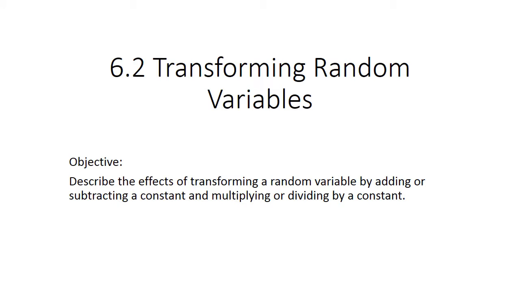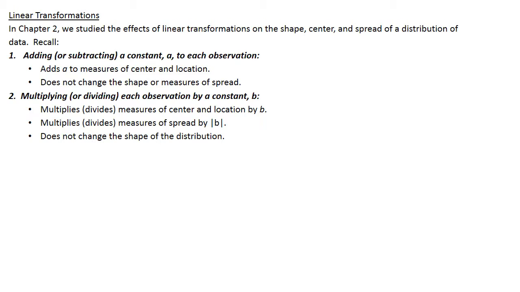In section 6.2, we'll talk about transforming and combining random variables, but for today we'll just concentrate on transforming random variables. If you recall from chapter 2, we've actually already done this with just one variable data. We talked about what if we add or subtract a constant from every single value of our data set, and we decided that whatever that constant is, the A, gets added to the measures of center and location, meaning mean, median, quartiles, minimum, maximum. It increases all of those by A, but it doesn't change the shape or the standard deviation or any other measure of spread.